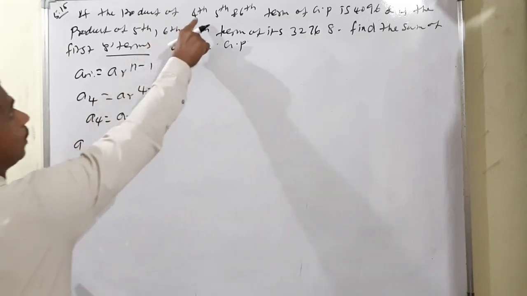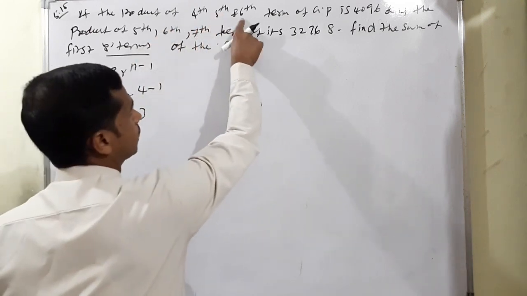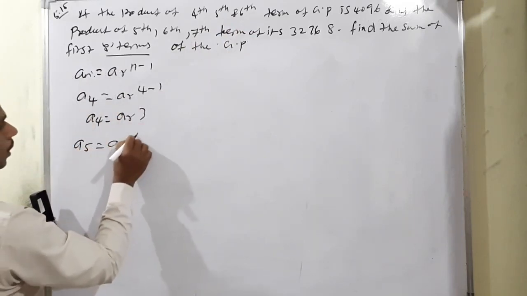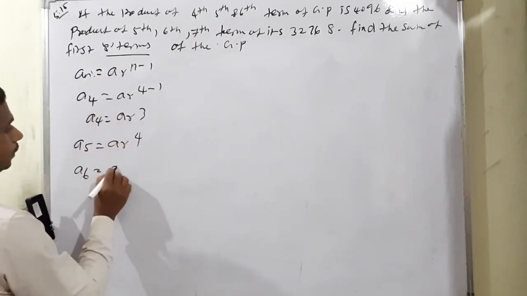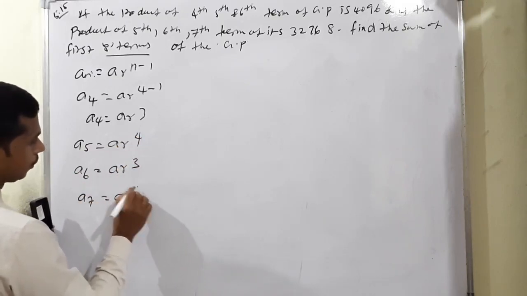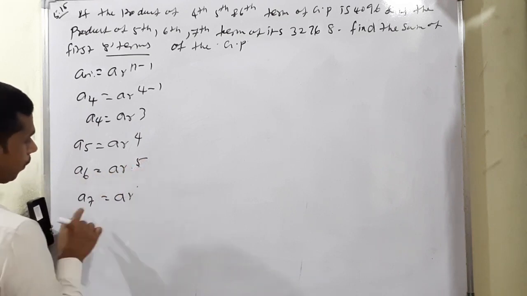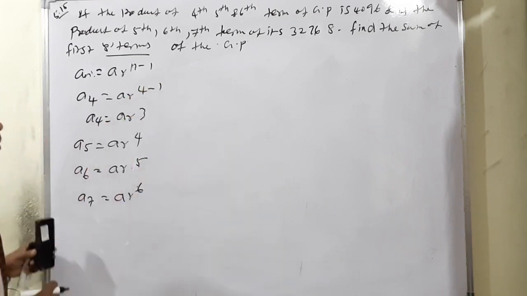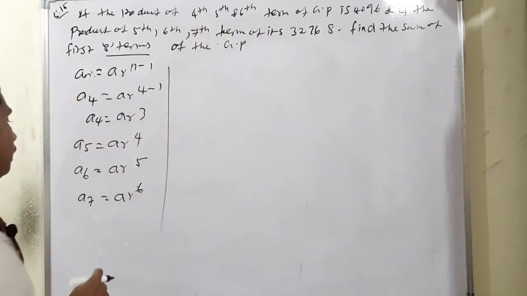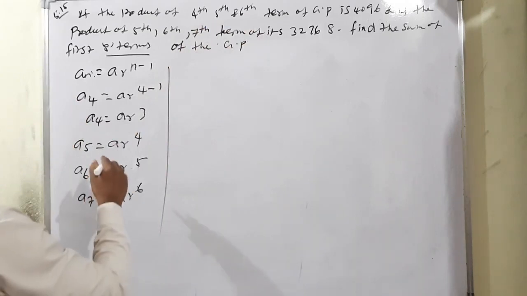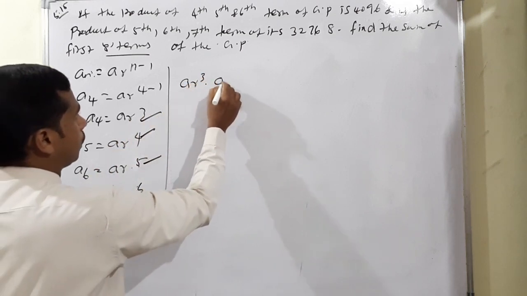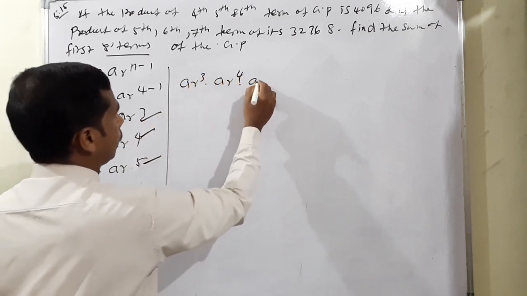As well as we need the 5th, 6th and 7th also, isn't it? Therefore, A5 means we can write A r to the power 4. A6 means A r to the power 5, A7 means r to the power 6. So, product condition. So, 4th, 5th, 6th means definitely A r cube, then A r power 4, then A r power 5.